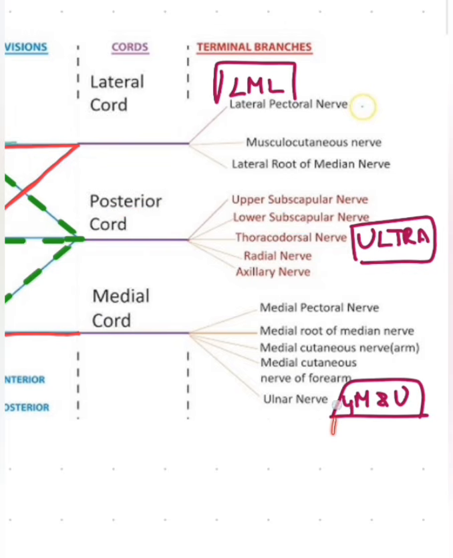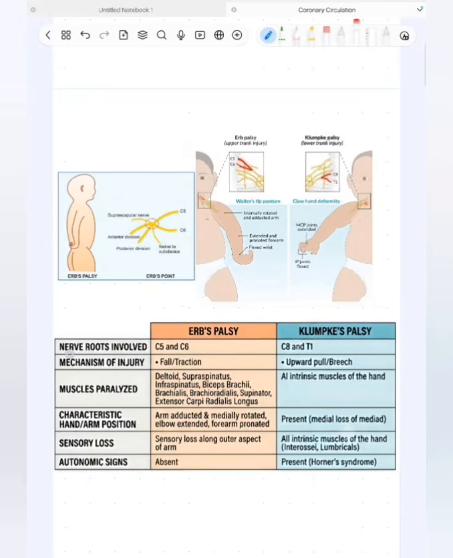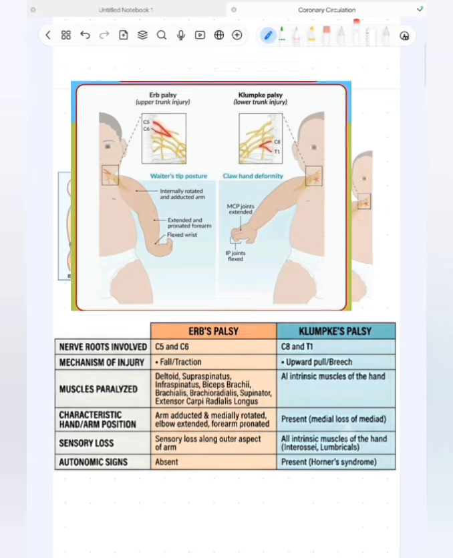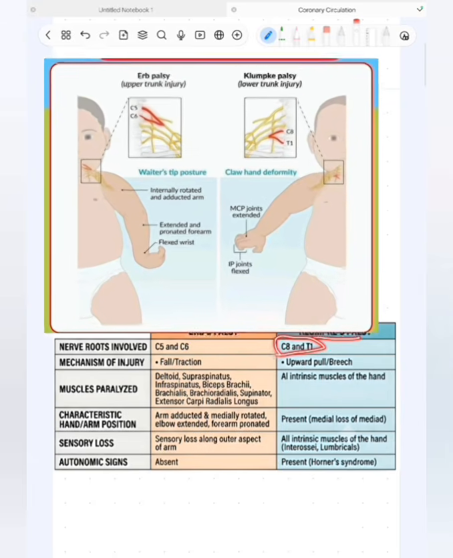For the medial cord, remember 4M and 1U: medial pectoral nerve, medial root of median nerve, medial cutaneous nerve of arm, medial cutaneous nerve of forearm, and ulnar nerve. Injury to the nerve roots causes Erb's palsy and Klumpke's palsy. In Erb's palsy, C5 and C6 are involved, which is the upper trunk of the brachial plexus, whereas in Klumpke's, C8 and T1 are involved.